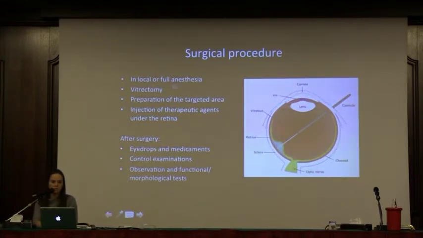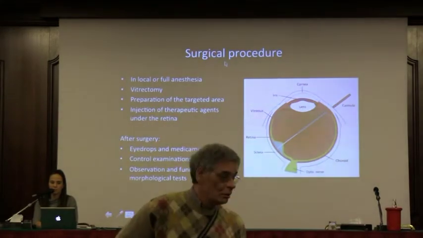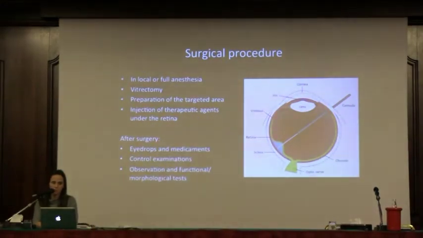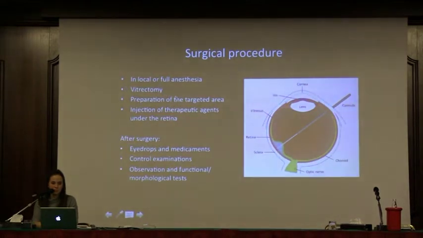This can be done in local or full anesthesia, although this is not a very long operation, so please don't imagine that it lasts hours. What we do first is a vitrectomy, which means that we take out from the eyeball the so-called vitreous. This is a jelly-like structure which fills the eye. And then, if we take out this structure, we can get to the retina.